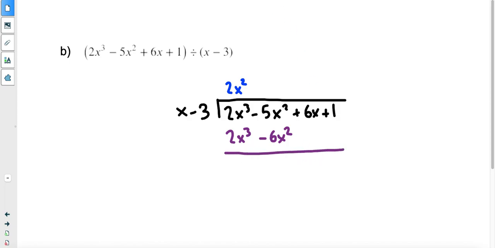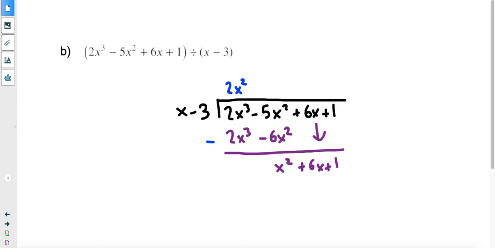And now we're just going to subtract. If I subtract these, they're going to cancel out. Negative 5x squared minus negative 6x squared is the same thing as saying negative 5x squared plus 6x squared, which is just 1x squared, or x squared. And now, again, just like before, we're going to bring the 6x plus 1 down.